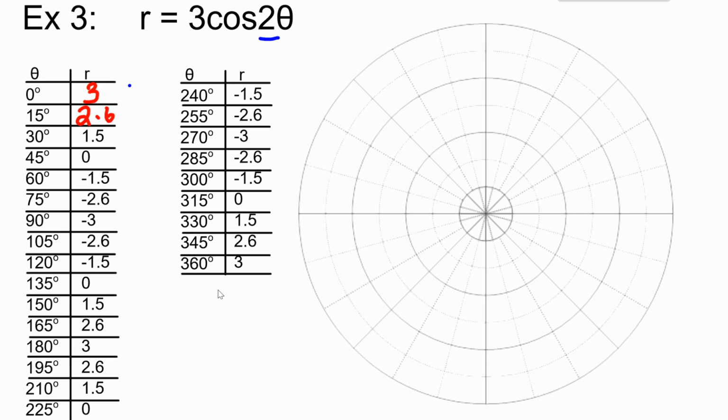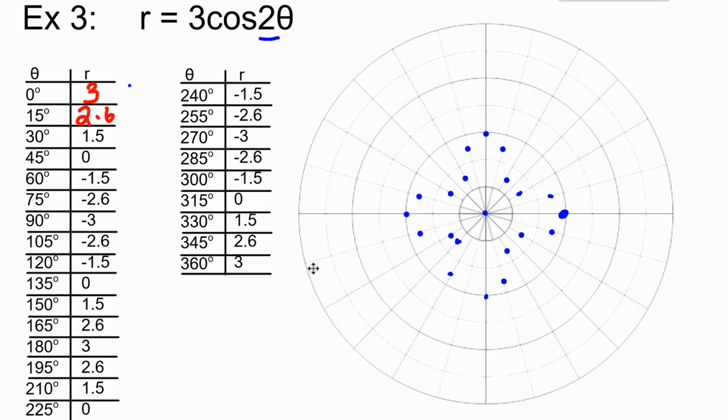And then I'm just going to start graphing. So I go 0, grab my pen here, 0, 3. So there's going to be 0, 3. 15 is 2.6. 30 is 1.5. 45 is 0. 60 is going to be negative 1.5. So we're going to be over here. 75 is negative 2.6. And once again, I'm going to speed this up a little bit here. 90 is negative 3. And I think I have the rest of them plotted. Let me click on them and show you here.